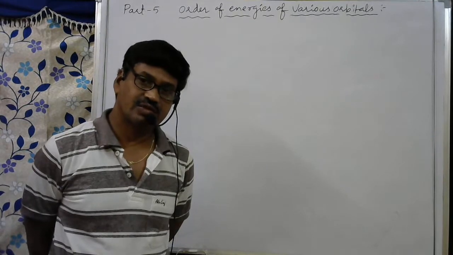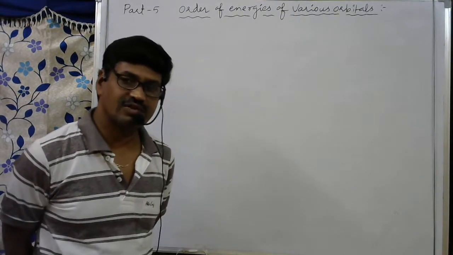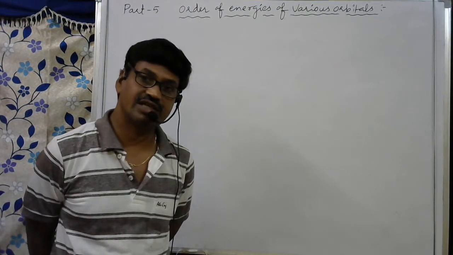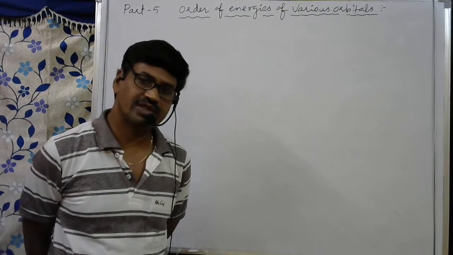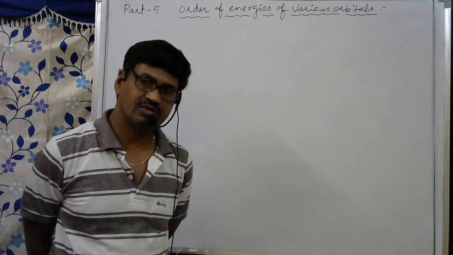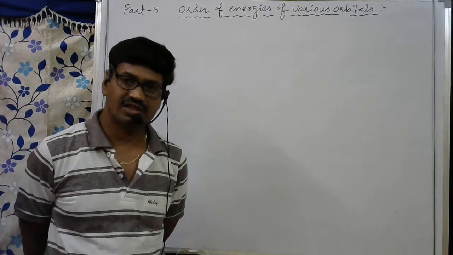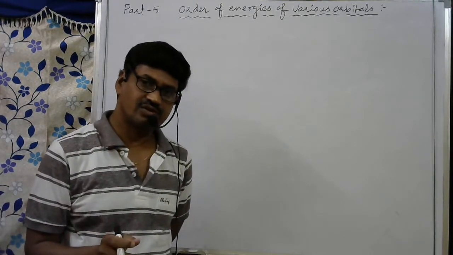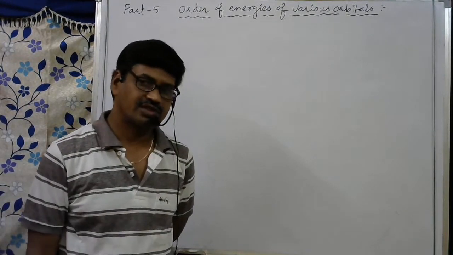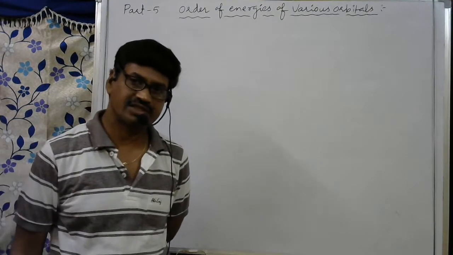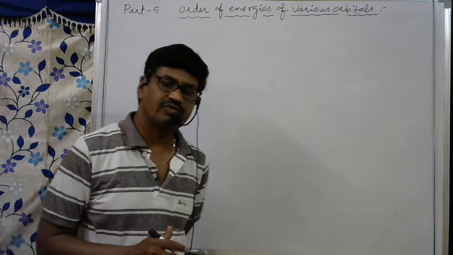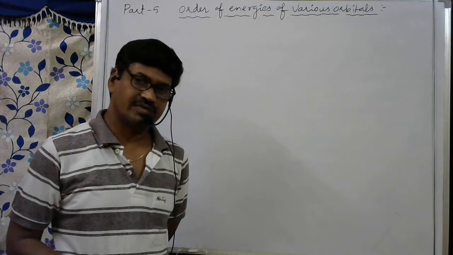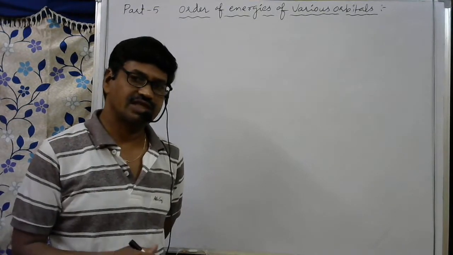In case two orbitals have the same n plus l value, then we have to consider the n value among those two. More n value, more energetic; less n value, less energetic. These things we discussed in the last class. So as per these two rules, the n plus l rule is one of the sub-rules of the Aufbau principle. By using these two, we can prepare an order of energies of various orbitals, and we can write the increasing order.